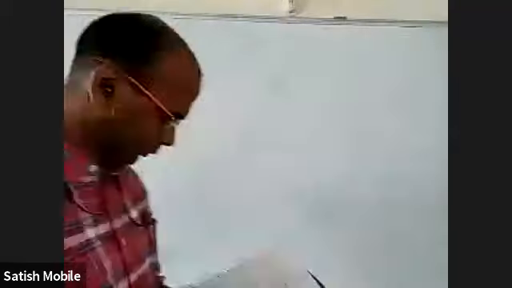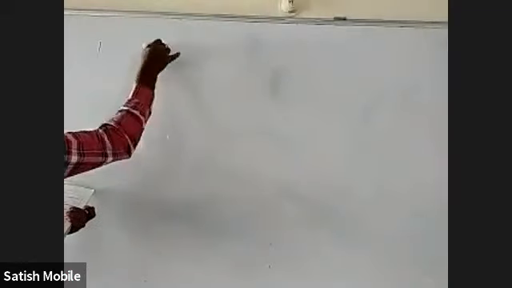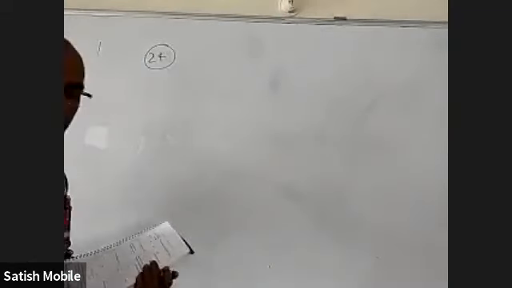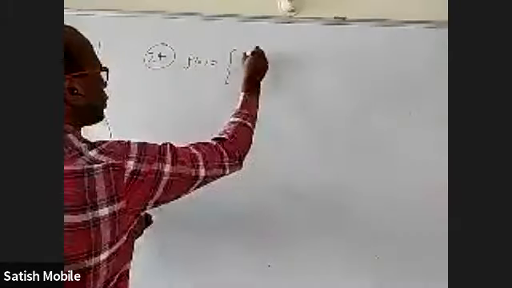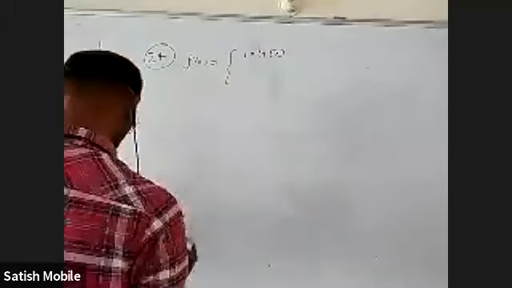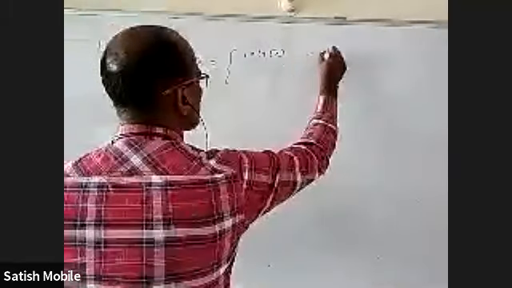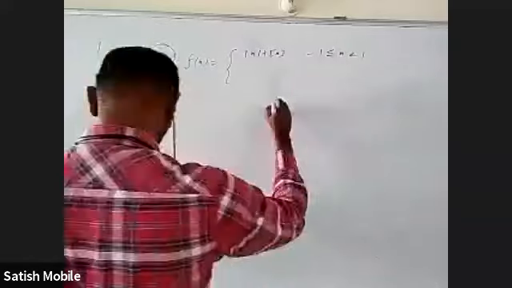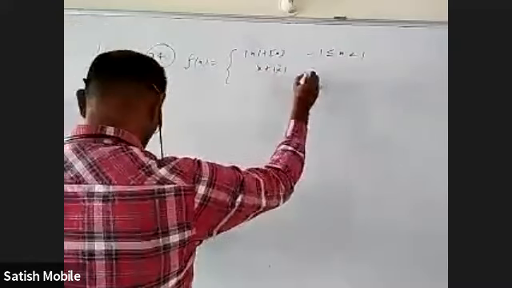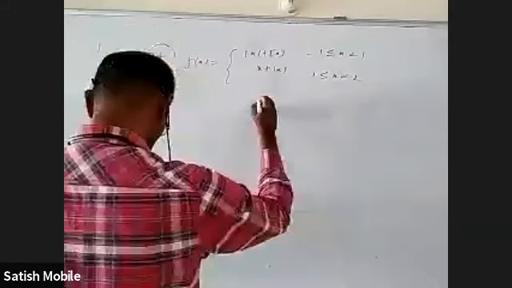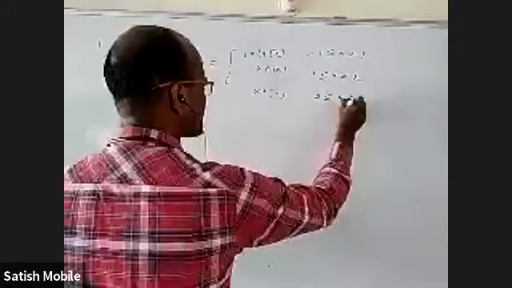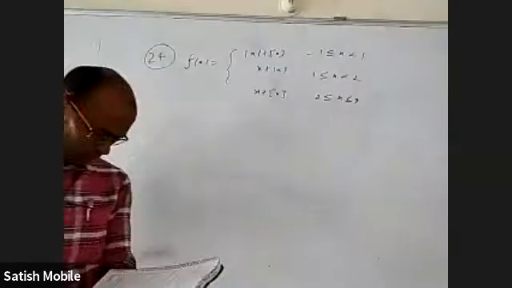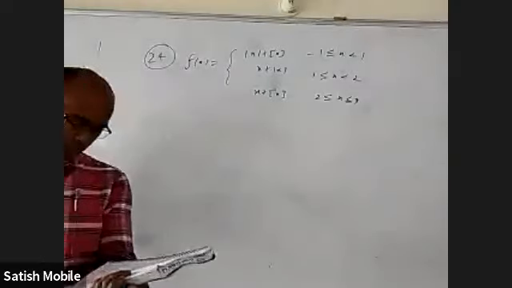Okay, so let me discuss 24. f of x is equal to mod x plus integer part of x for minus 1 less than or equal to x less than 1, x plus mod x for 1 less than or equal to x less than 2, x plus integer part of x for 2 less than or equal to x less than or equal to 3. At how many points is the function discontinuous, they are asking.